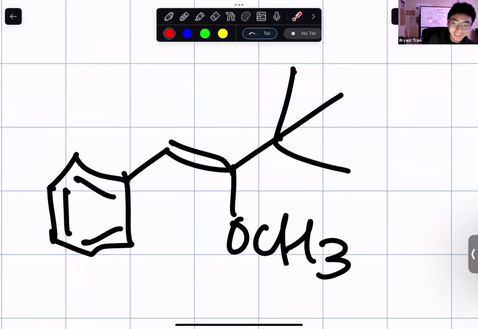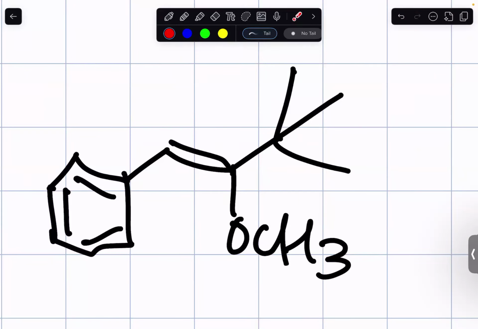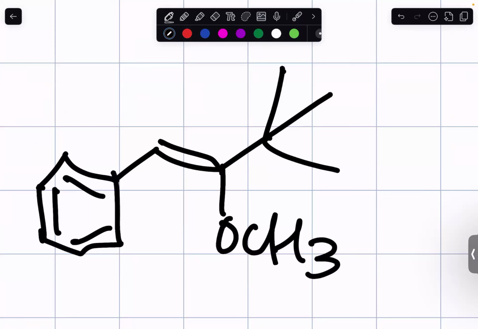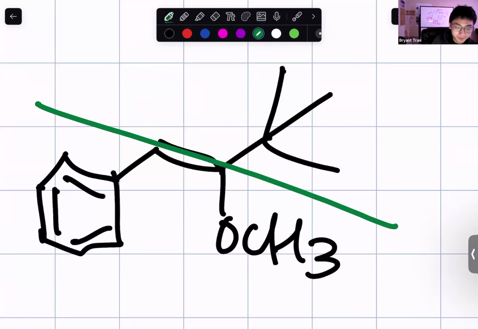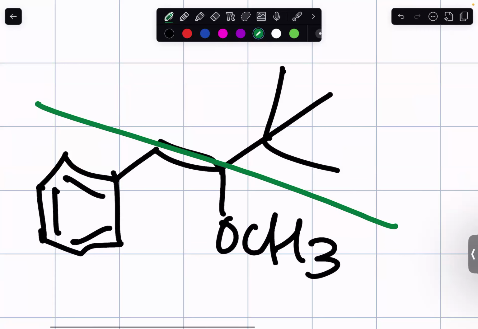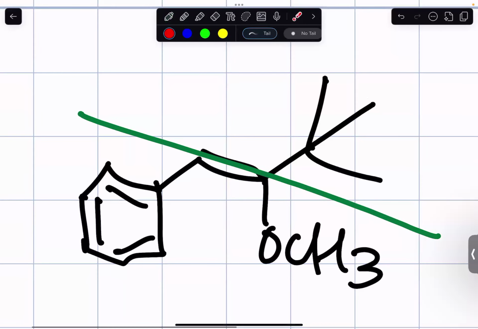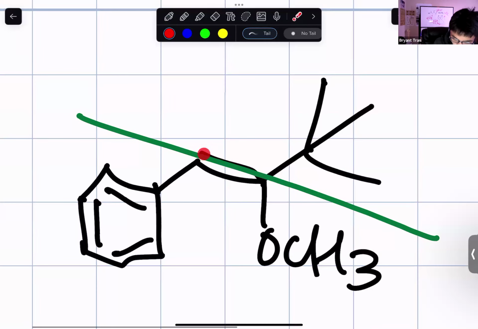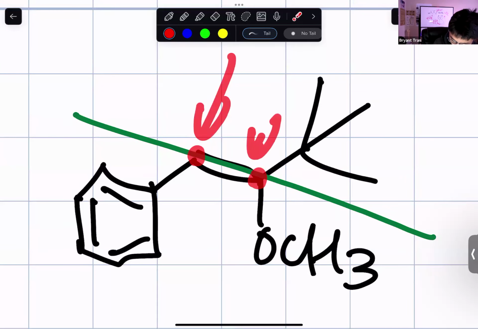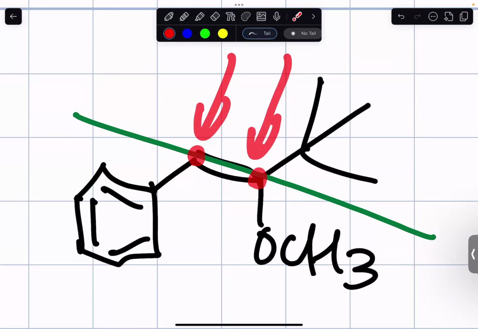Let's focus on this one here. What would you do first? Draw a line through the alkene. Yep. And would we look at the ring first or the OCH3? You get to choose. Which carbon would you want to focus on first? This carbon or this carbon? We can look at the second carbon. This carbon right here? Yeah.